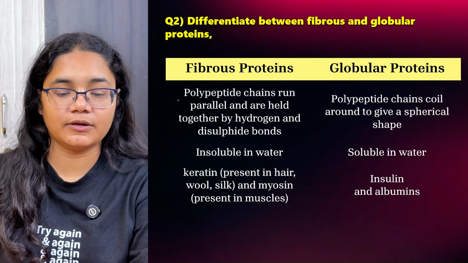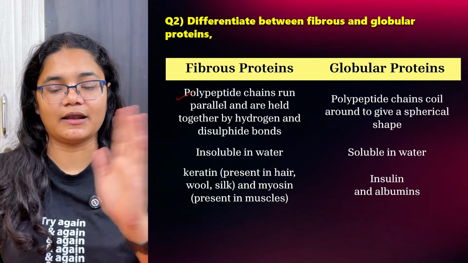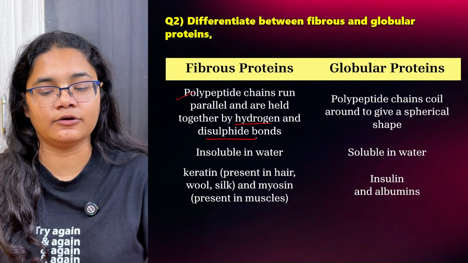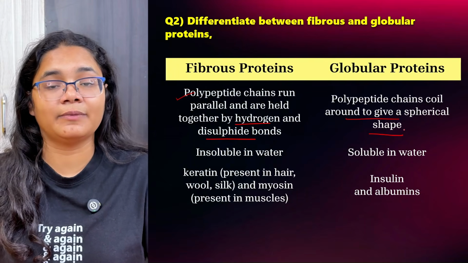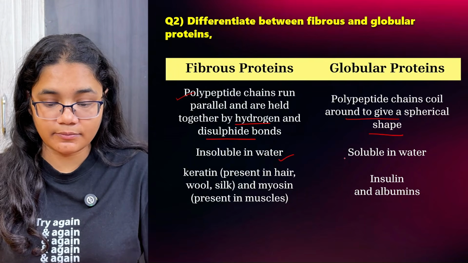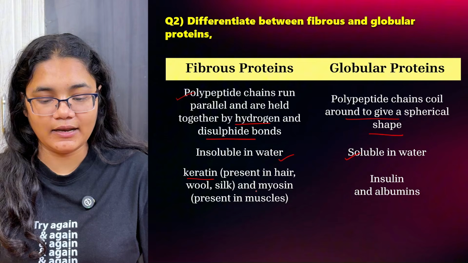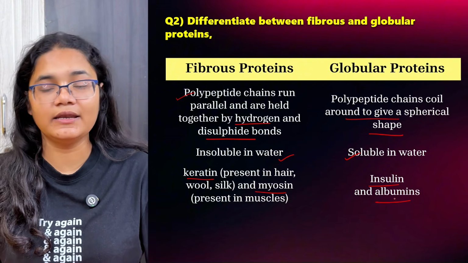Next, fibrous and globular protein. Here polypeptide chains run parallel to each other and are held together by hydrogen and disulfide bonds. Here polypeptide chains coil around to give a spherical shape. Insoluble in water, soluble in water. Keratin and myosin. Here we have insulin and albumin.